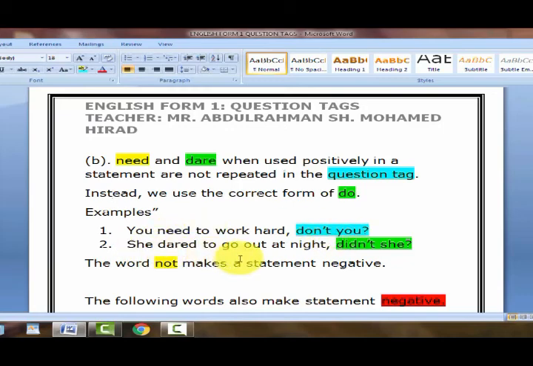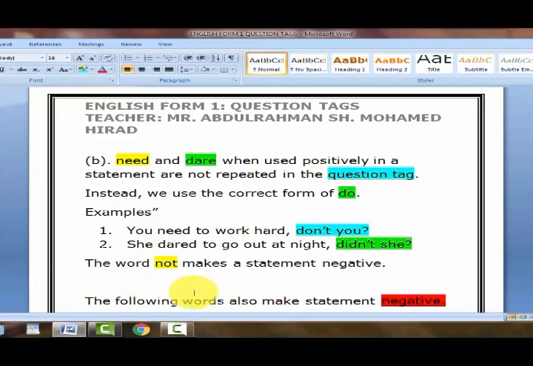She dared to go out at night, didn't she? Not daren't she. We don't use the verb in the sentence. It's just like I wanted to go to school yesterday. So I wanted is positive and it's past, so when you are answering it, you say didn't I. So there's no need of using the verb as a question tag.